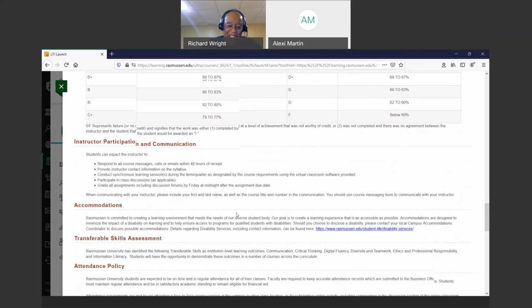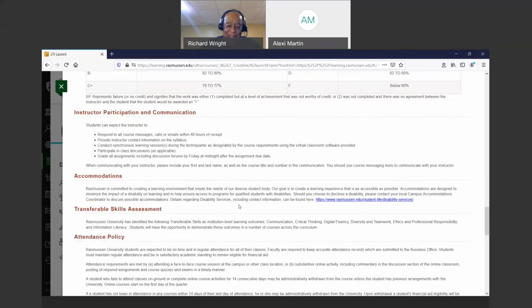We have an accommodations requirement that we must all include in here, and that's because of the Americans with Disabilities Act, where if you have issues and you need accommodations, go to your accommodations coordinator, which in most cases that I'm aware of happens to be your academic dean at the campus. Which campus are you affiliated with, Alexi?